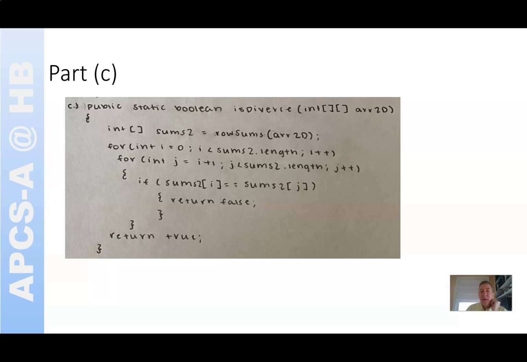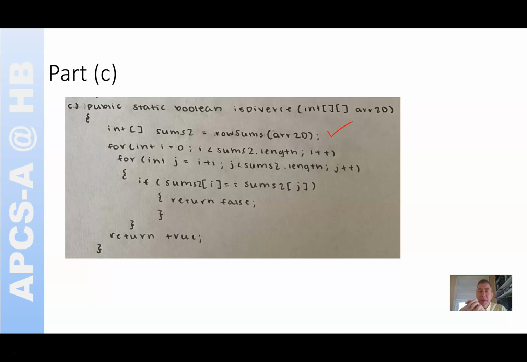Part C was first find the row sums and then see if they are all different. So if they are all different, we're good. So you start out by finding the row sums by calling it on the 2D array. You need a nested loop in order to find whether there are duplicates. Not bad.